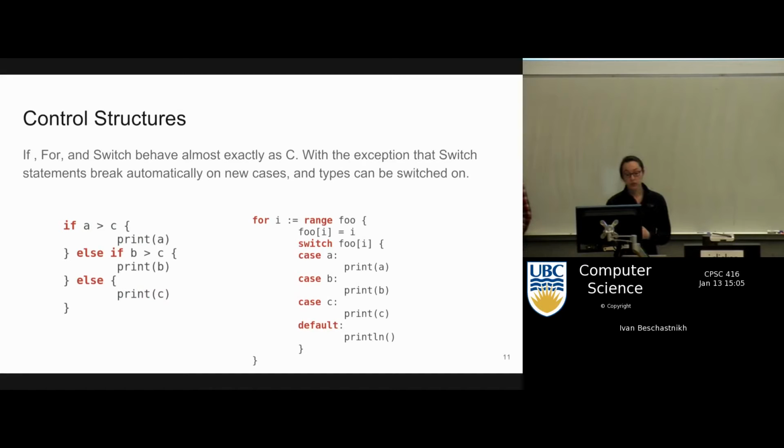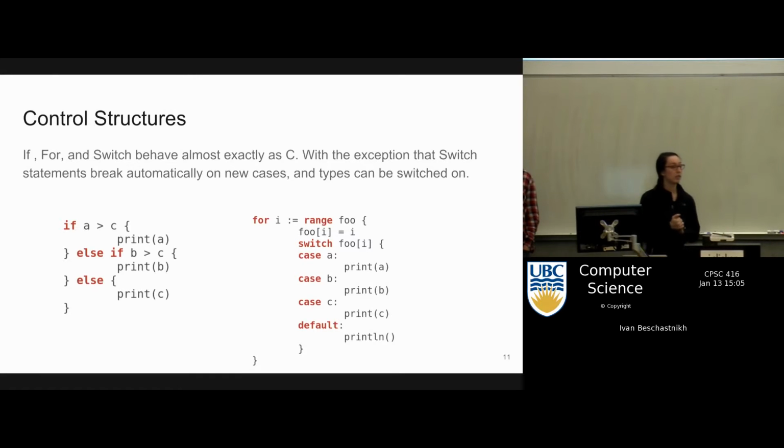So for control structures, there's if, for, and switch, which behave almost exactly the way they do in C. Switch statements break automatically, though, so you don't need a break statement. You can put it in there, but it won't do anything. Another thing to note is there are select statements, which Stewart will talk about in detail during our code example, and there is no while loop. One way to get a while loop is by making an infinite for loop.